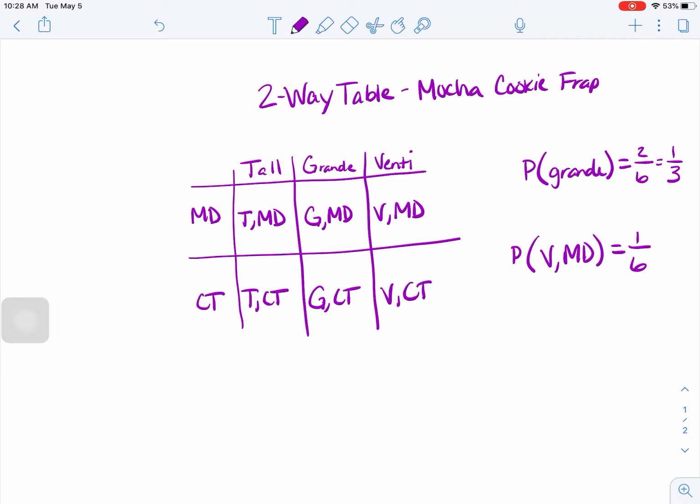So those are ways you can make two-way tables. I like two-way tables. I just feel like they're a little more organized for me, but I know a lot of people that prefer to do tree diagrams as well. Like I said, depending on the situation, you might want to use one over the other, but it's important that you know how to make both of them. So here's how you make a two-way table.